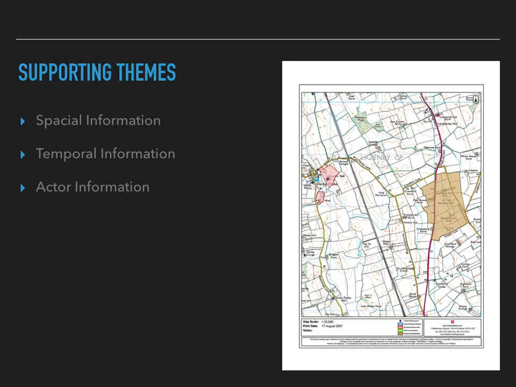The remaining three themes are supporting themes. So we had our main themes, and now we have the supporting themes. And they include spatial information, which is the location of the subject of the heritage asset. Pretty straightforward. Temporal information, that's start and end dates of all periods or events connected to the heritage asset. Also really straightforward. And then actor information, which identifies key persons or organizations and their roles in relation to the heritage asset. Again, very straightforward.